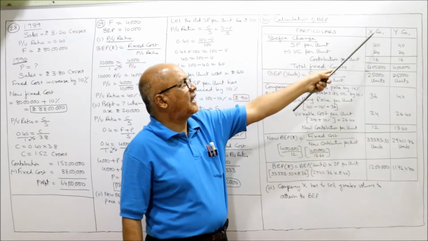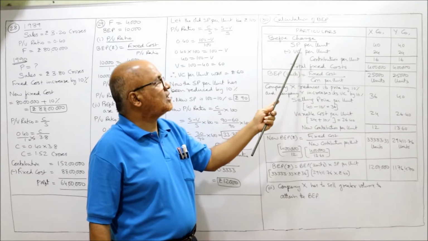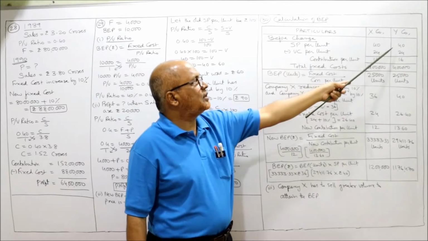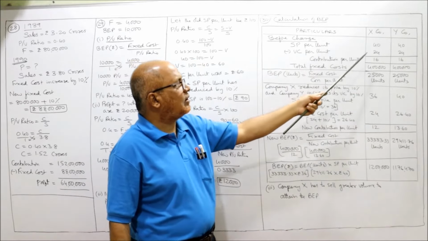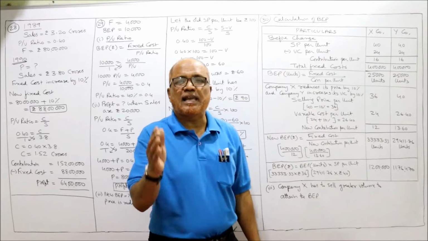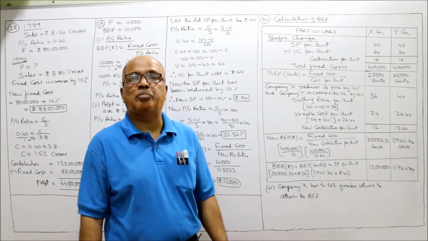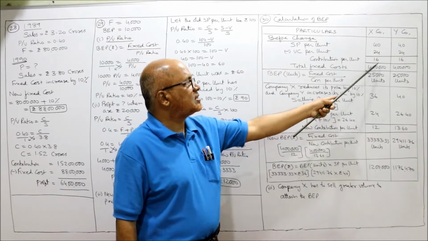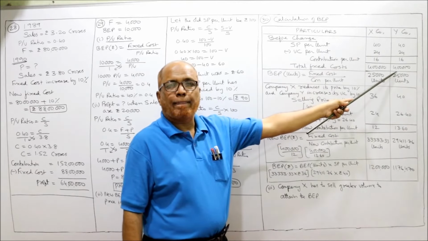Two columns I have prepared, X company, Y company. Before change, what is the selling price per unit? 40 rupees, 40 rupees. Before change, what is the variable cost? Variable cost per unit 24, 24. So what is the contribution per unit? Selling price per unit minus variable cost per unit, you will get the contribution per unit. So contribution per unit 16. Total fixed cost 4 lakh, 4 lakh.